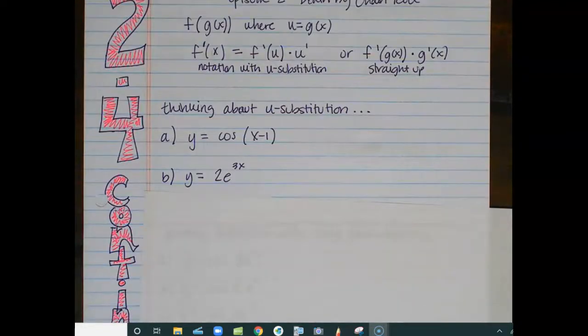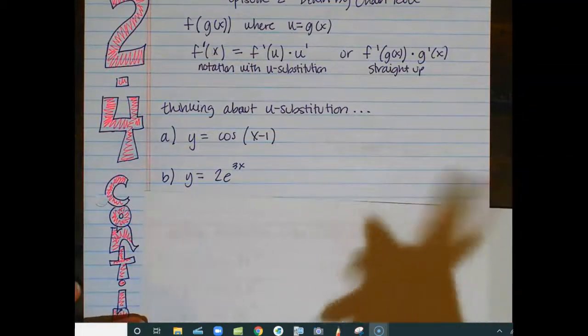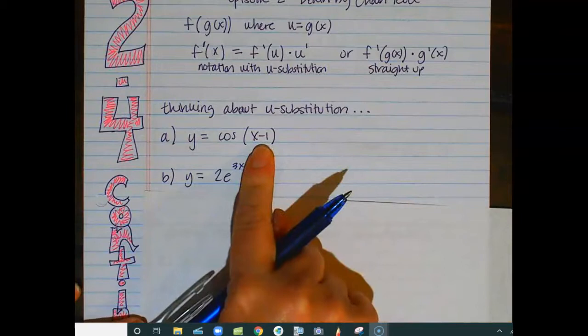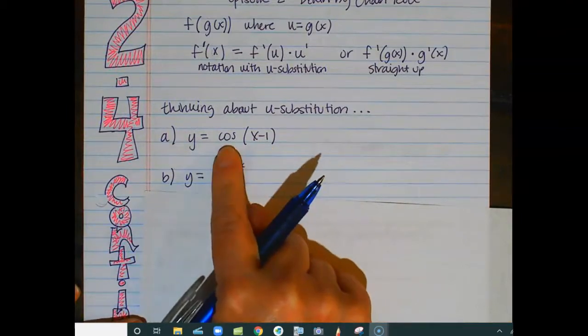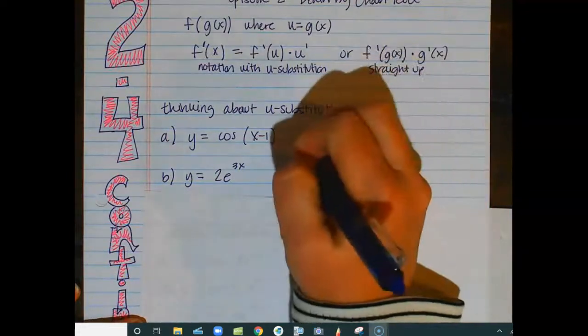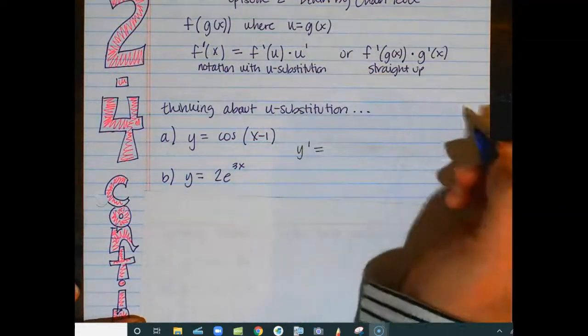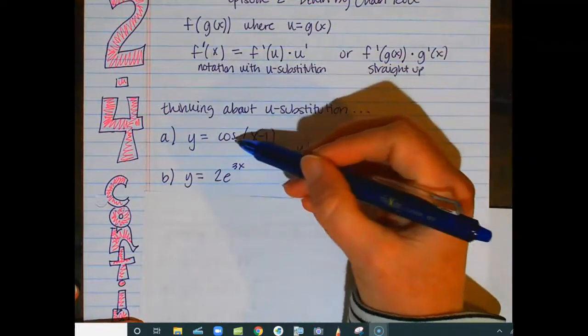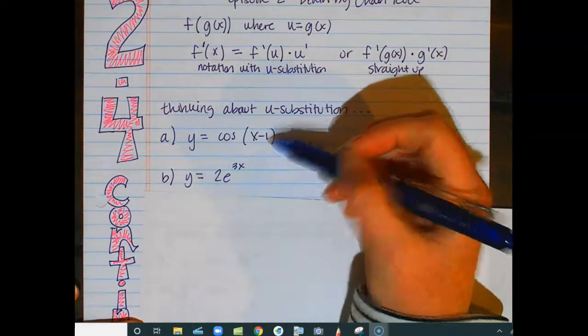Here's two examples. We have a, y equals cosine of x minus 1, and b, y equals 2 times e to the 3x. I do want to use some u substitution today to get you a little bit more familiar with that. So if I have cosine of x minus 1, this is a composite function. This is the part that is composed inside of the cosine function. And so when I take the derivative, y prime is equal to the derivative of the outside, and I'm going to keep the u part.